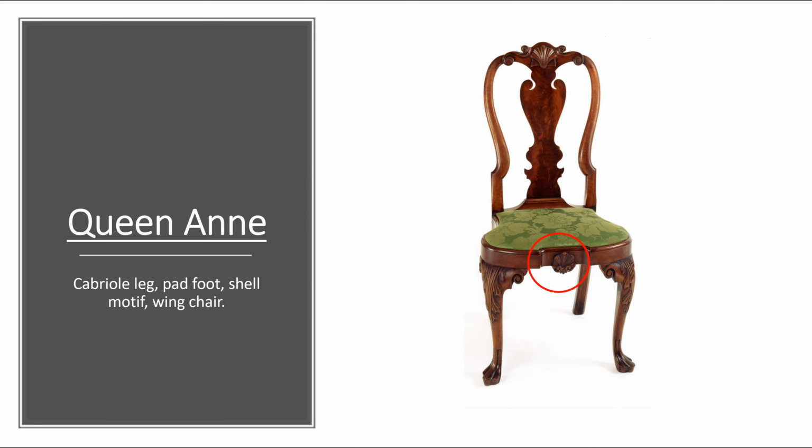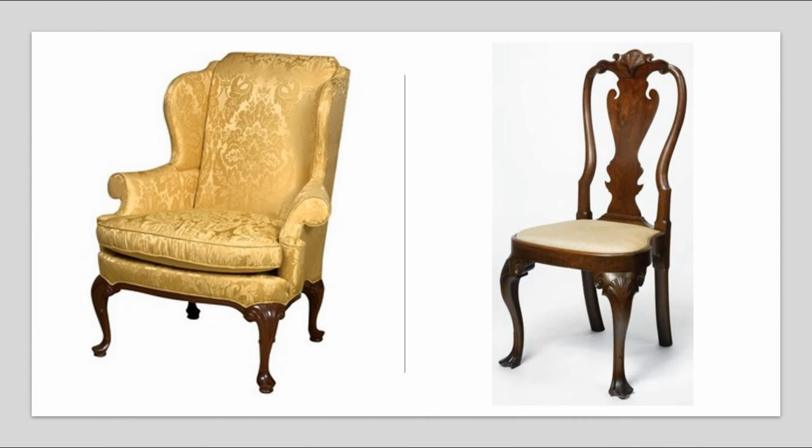Okay, then we have Queen Anne. This has a cabriole leg, a pad foot, and it usually has a shell motif. And so if you can see on the picture, I circled the shell, and usually a lot of Queen Anne pieces of furniture have a shell somewhere on them. And also the wing chair, which we'll get to when we get to chair styles, is an example of Queen Anne. Oh, there's an example of a wing chair right there.